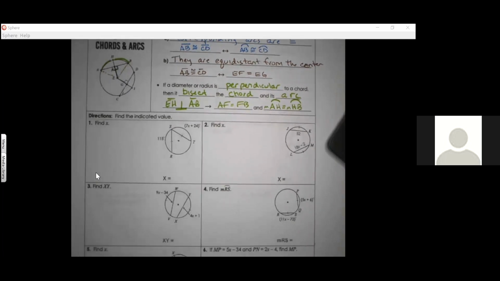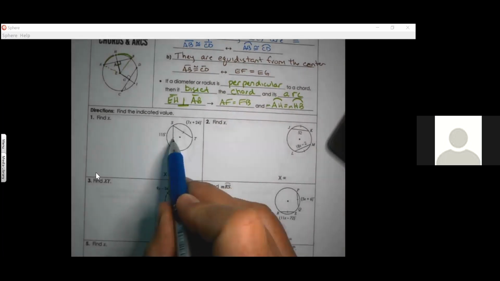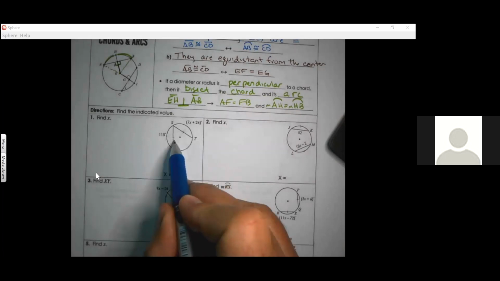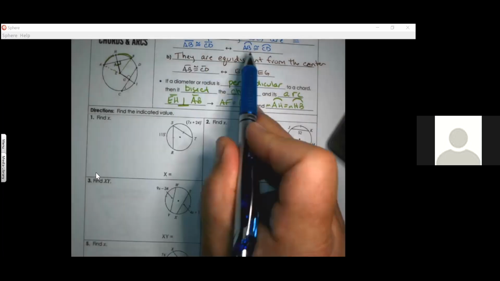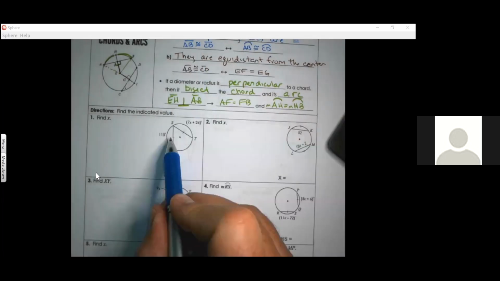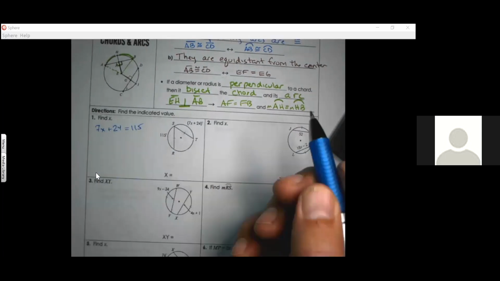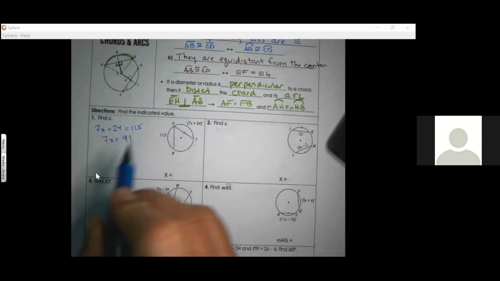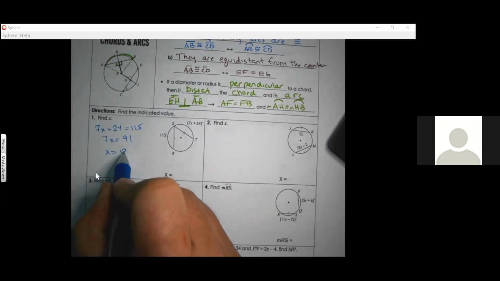So we look at this picture and we see that these chords are shown to be congruent. Of course, those are congruence marks. And if the chords are congruent, we can then surmise that the arcs must be congruent. So this arc and this arc must be the same. If they're the same, we can set them equal to each other. Subtract 24, we get 7x equals 91. So x equals 13 by dividing by 7.